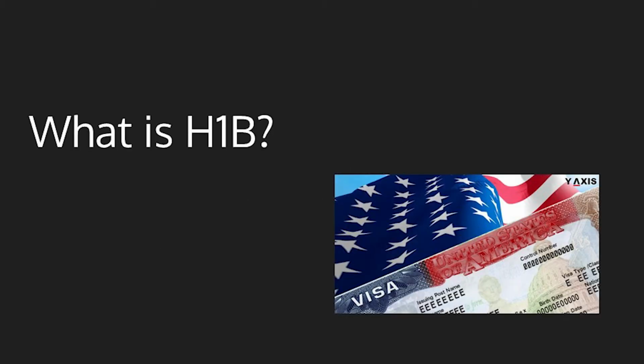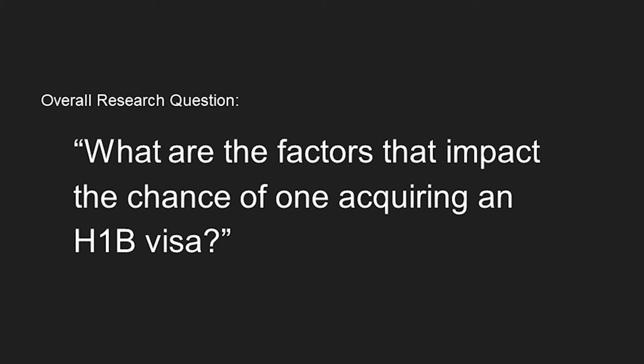The U.S. H-1B visa is a non-immigrant visa that allows U.S. companies to employ graduate-level workers in specialty occupations that require theoretical or technical expertise in specialized fields, such as in IT, finance, accounting, architecture, engineering, mathematics, science. For foreigners, acquiring an H-1B visa is the only way of allowing them to work in the U.S. legally. Our main question is, what are the factors that impact the chance of one acquiring an H-1B visa?